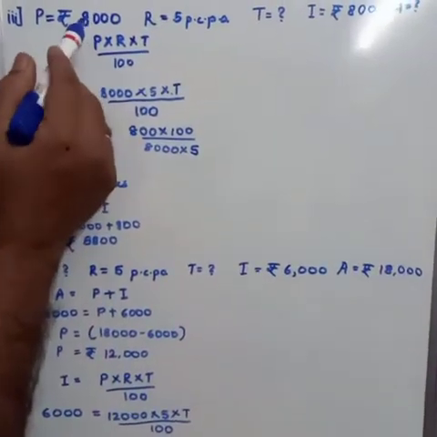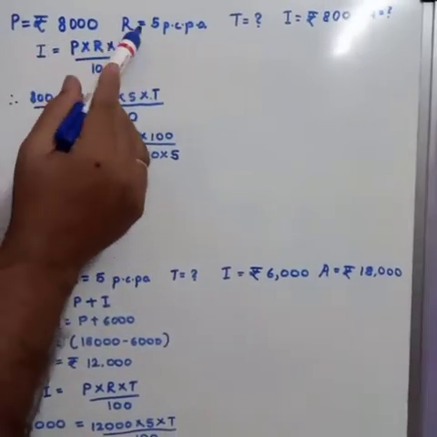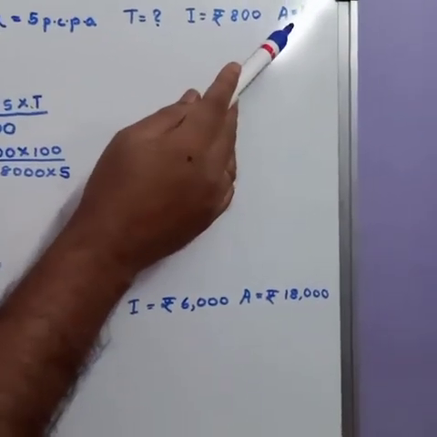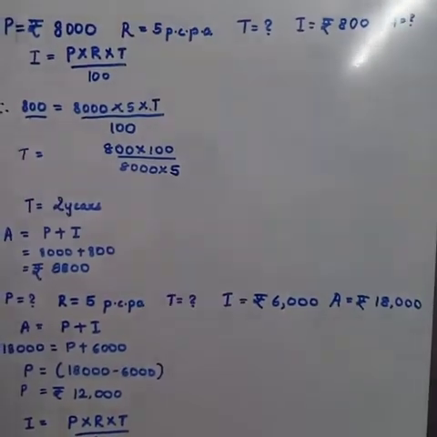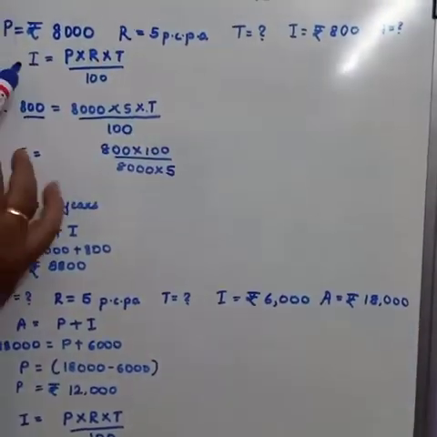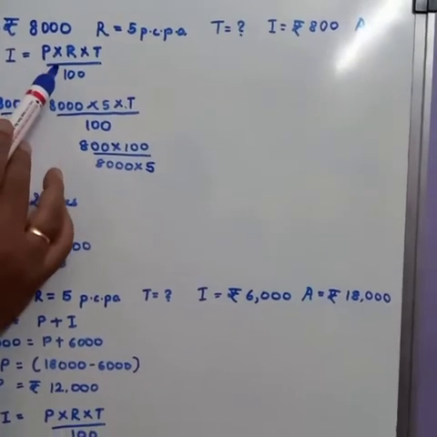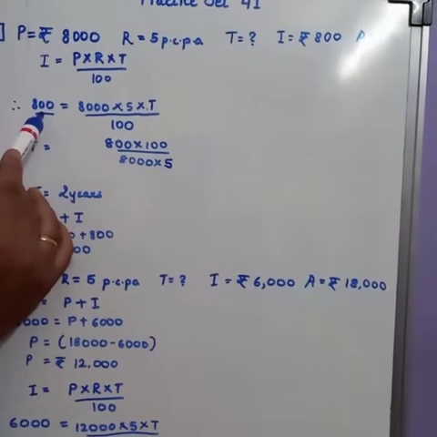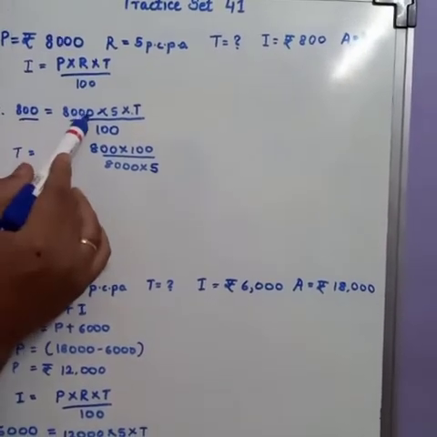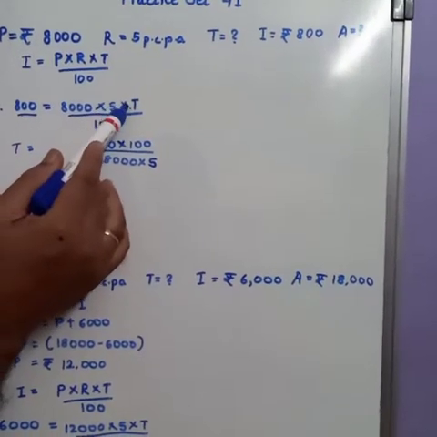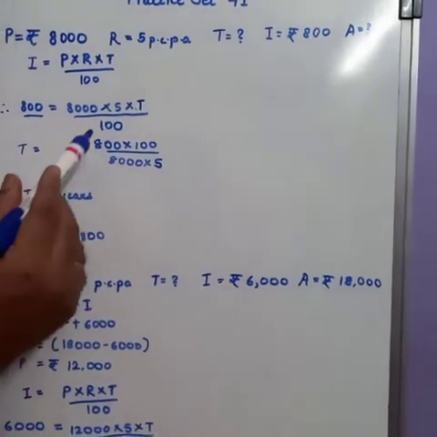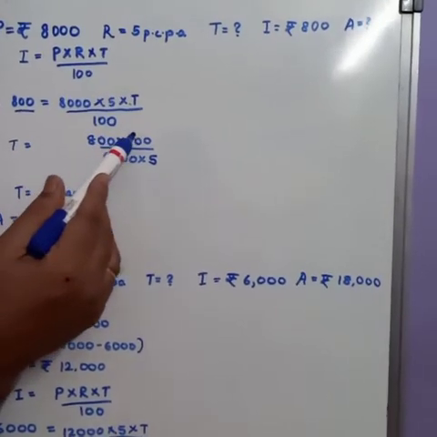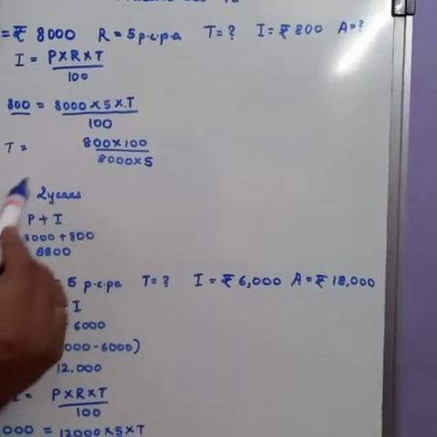The third sum, principal is 8,000, rate of interest 5, time we need to find, interest 800, amount we need to find. So first we'll find time. So we'll use the same formula. I is equal to P into R into T upon 100. What is our I? Interest, that is 800, is equal to principal 8,000 into rate 5 into time upon 100. Now 100 we are taking to the left hand side with 800. So 800 into 100 upon 8,000 into 5.